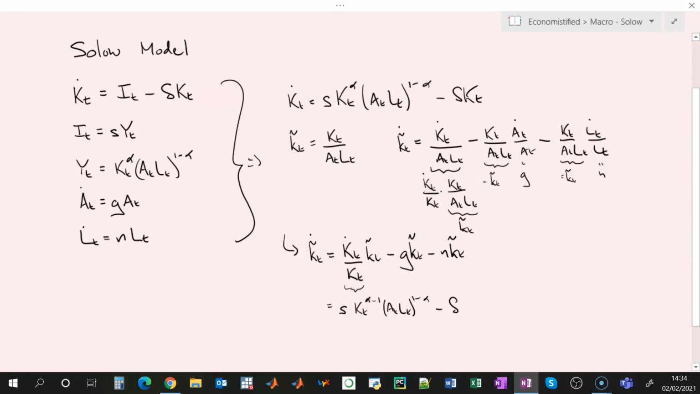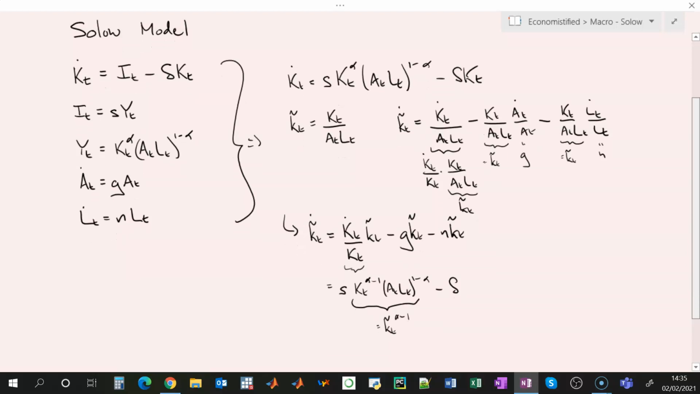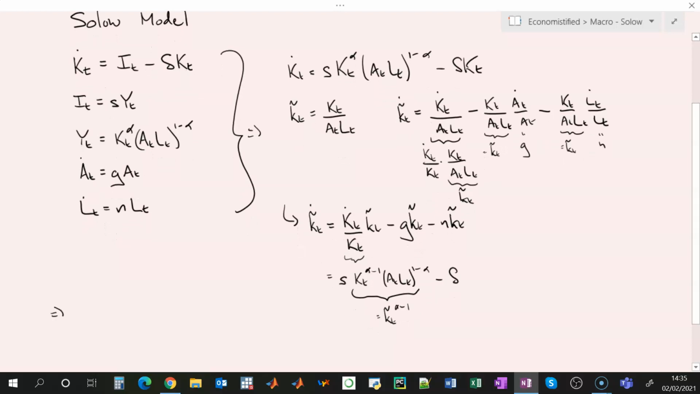So the KT at the end just drops out and we're just going to minus delta, but this of course is also KT tilde to the power of alpha minus 1. Okay, so let's plug all that into our equation for KT tilde.